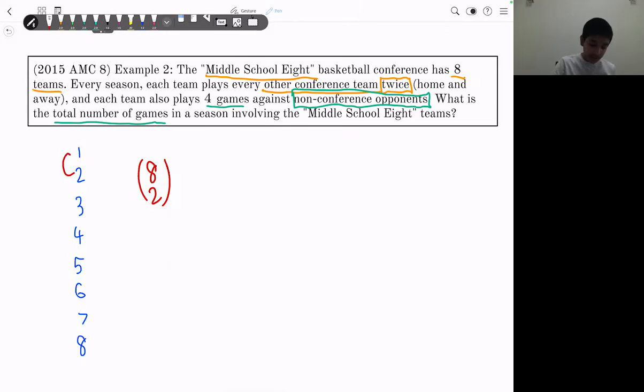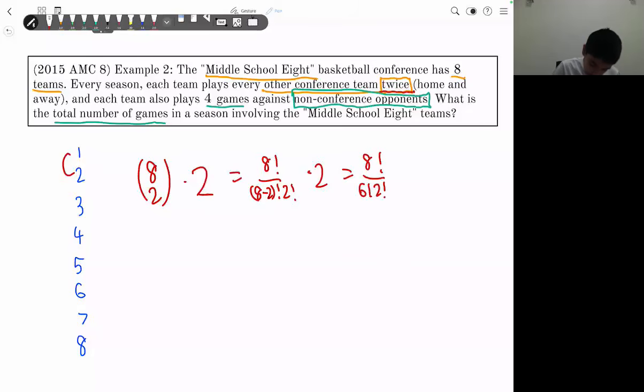Okay, so now the problem says that each team plays every other conference team twice. Since we play every other conference team twice, we multiply by 2, of course. We can do 8 choose 2, which is 8 factorial over 8 minus 2 factorial times 2 factorial, and this times 2 is there, which is equal to 8 factorial over 6 factorial times 2 factorial, times 2. That is 8 times 7 times 6 factorial over 6 factorial times 2 factorial. These will both cancel, and you're left with 8 times 7 divided by 2, which is equal to 56 divided by 2, which is 28.